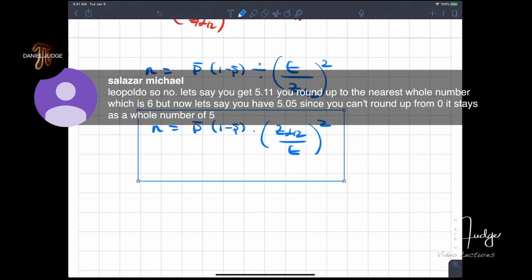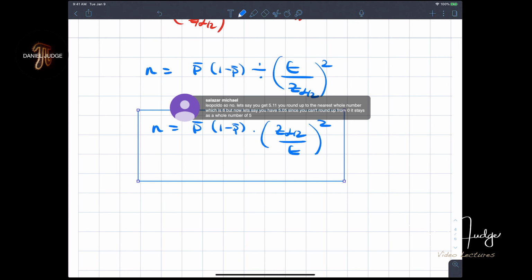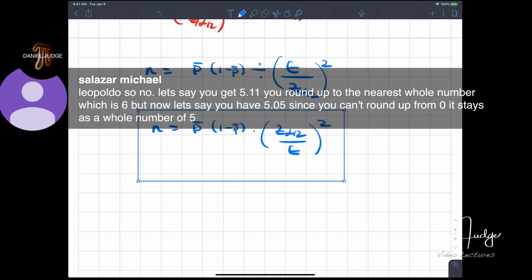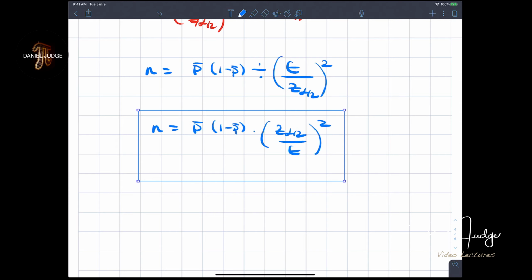All right, we got another question here. We know we did some algebra. Michael, 5.05 to the nearest whole number is 6 again. We round up, not off. Up, up, up. If I said to you something cost $5.05, well, you can give them $6 and you pay for the item. You're going to the next higher whole number, regardless. The next higher whole number.